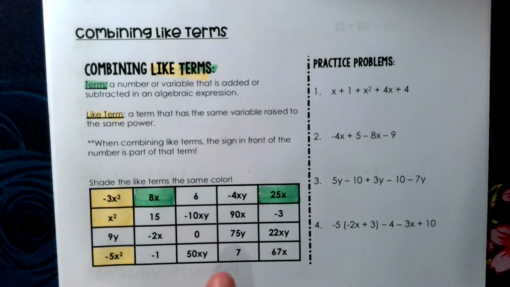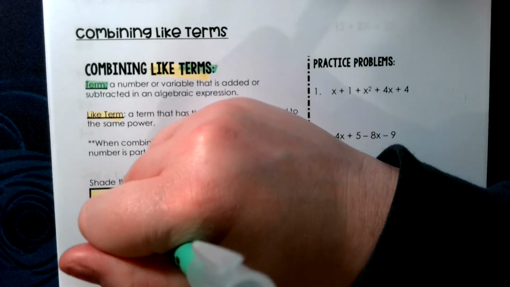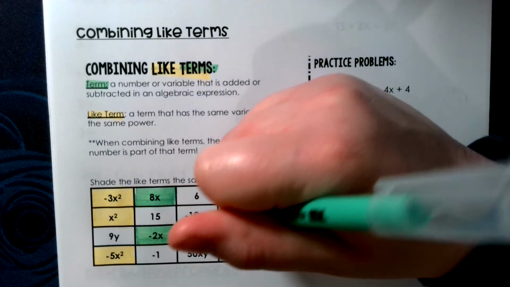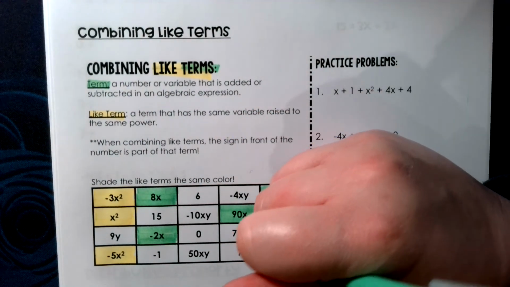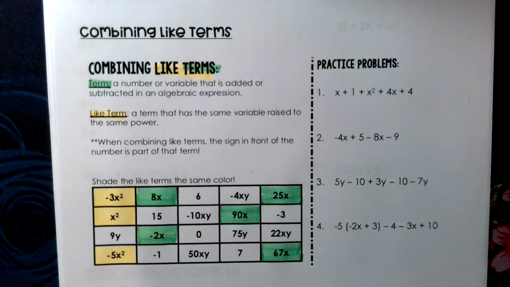What other numbers can I combine that with in here? Negative 2x, 90x, 67x, sorry. All those numbers just have x with them. All of those are like terms. They can be combined with each other. I'm going to use yellow.